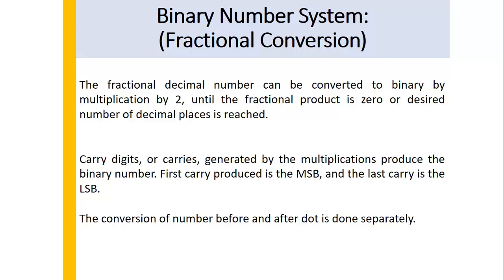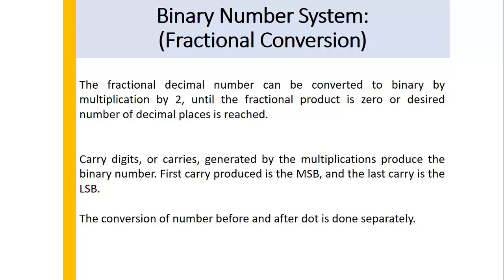Right? So there could be two cases. One, multiplying the fractional part of the decimal by 2, we eventually get 0. Or we might not get 0, we keep on getting a lot of bits, but we desire a maximum of say 4 bits or 4 digits after the decimal point, so we can stop after that. So I again repeat the protocol.